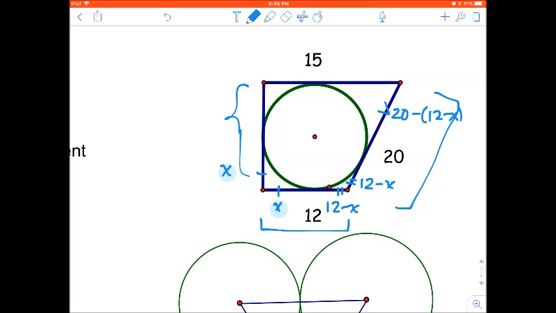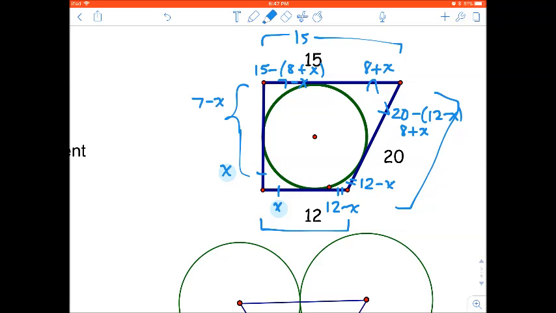This is the part that most people mess up just because of arithmetic. Make sure that you distribute the negative to both the 12 and the negative x. And then we get that both of these segments here turn out to be 8 plus x. And then the last piece is if this whole segment is 15, then I need to take 15 minus whatever 8 plus x is to get the missing length, and I'll get 7 minus x. And then I'll get 7 minus x, and I've just walked around the entire figure.